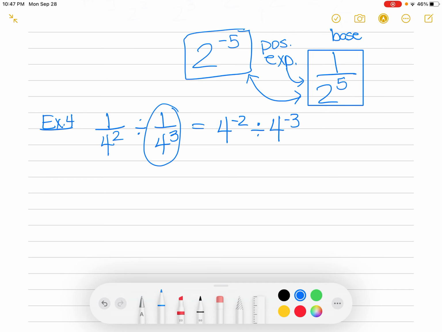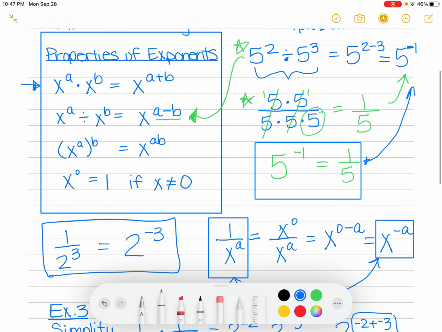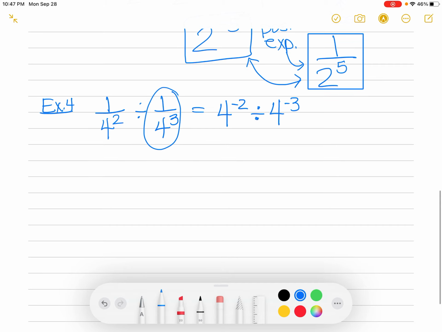Okay, now that I have division, I need to go look up here at my rules for division. Okay, so here it is. And those say that I'm going to subtract my exponents. So if I'm subtracting my exponents, I'm going to actually do it down here. I'm going to have negative 2 minus a negative 3. Okay, this is why I taught so much at the beginning of the school year about why you needed to know how to use integers, because we're going to be doing them all the time.